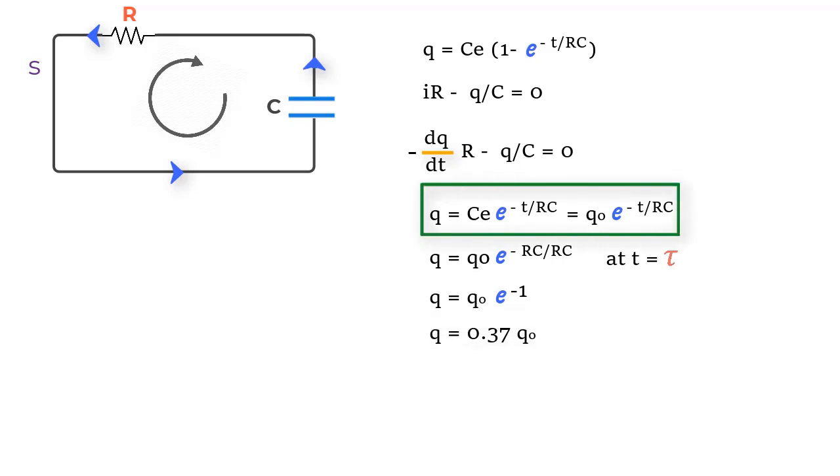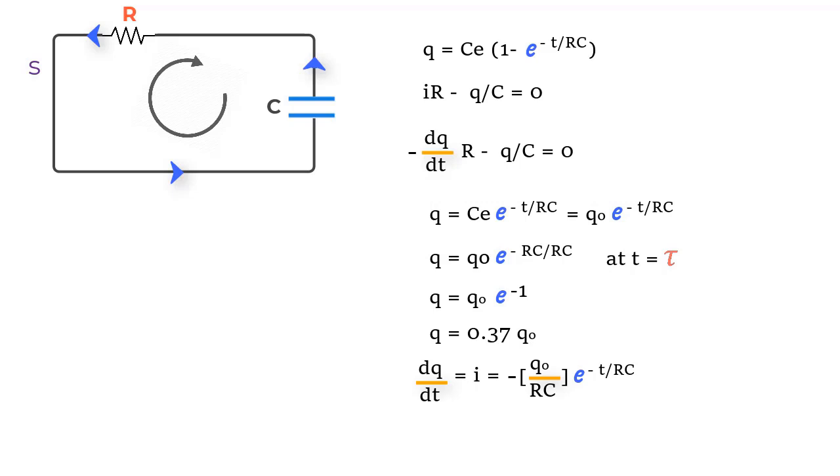Also, if we differentiate this equation, what we get is dQ upon dt, that is current I, that equals this expression. And this equation also tells us that current reduces exponentially with time, and if we do a quick check and put time t equal to 0, the current is maximum and equal to Q naught upon RC. Well, the minus sign that you see here is a mere indication that the charge on the capacitor is decreasing.